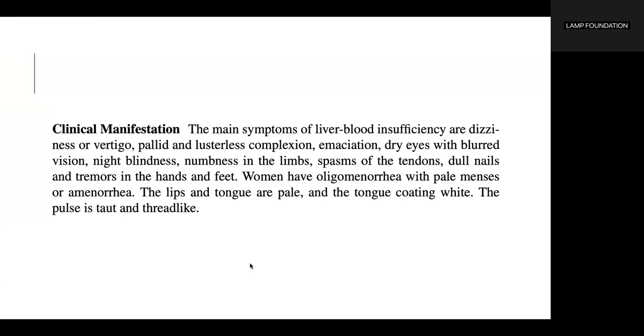Insufficiency of liver blood leads to loss of nourishment of the head, eyes, tendons, channels, nails, muscles, and skin. The main symptoms of liver blood insufficiency are dizziness or vertigo, pallid and lusterless complexion, emaciation, dry eyes with blurred vision, light blindness, numbness in the limbs, spasms of the tendons, dull nails, and tremors in the hands and feet. Women have oligomenorrhea with pale menses or amenorrhea. The lips and tongue are pale and the tongue coating white. The pulse is taut and thread-like.